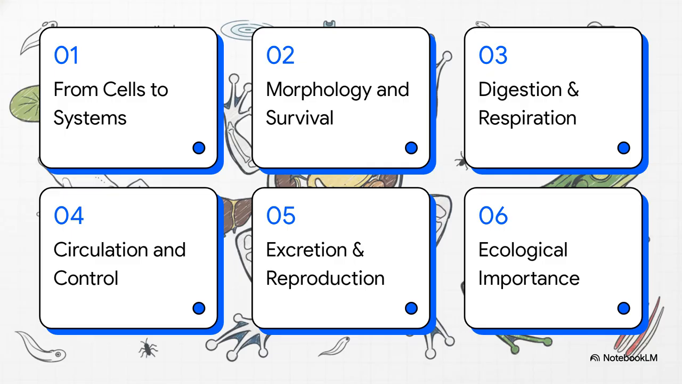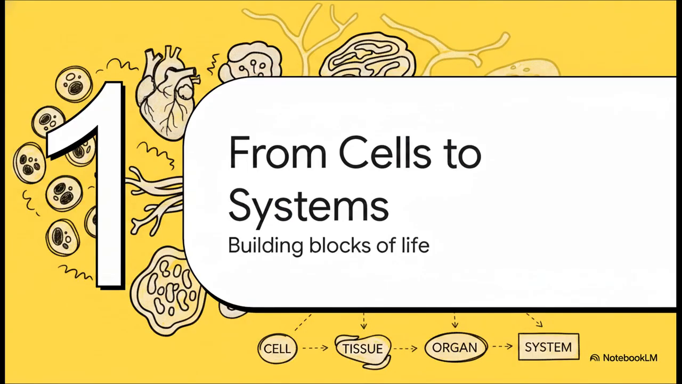Here's our roadmap for today. We're moving from cells to systems, looking at morphology and survival, digestion and respiration, circulation and control, excretion and reproduction, and finally, their ecological importance. Let's get into it. Section 1. From cells to systems, the building blocks of complex life.